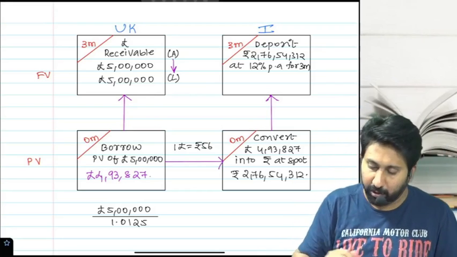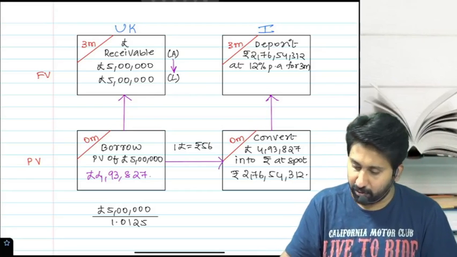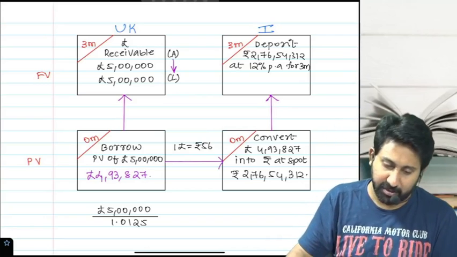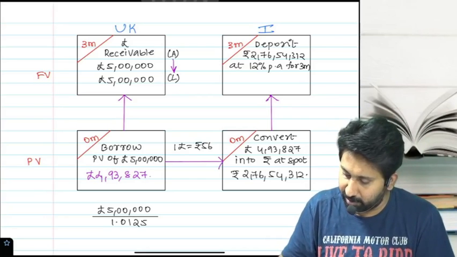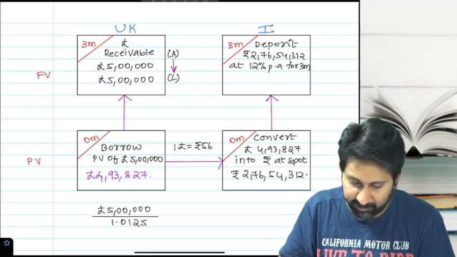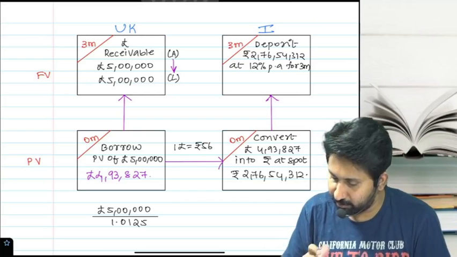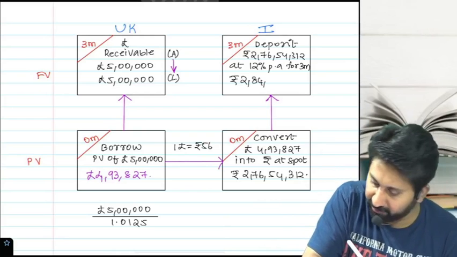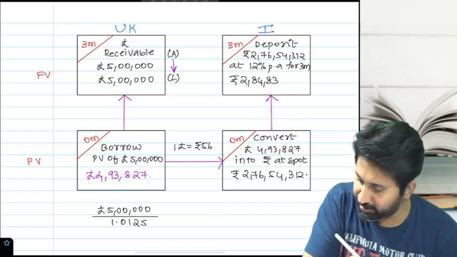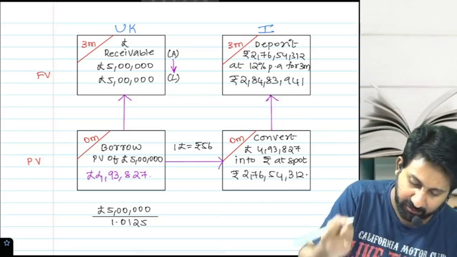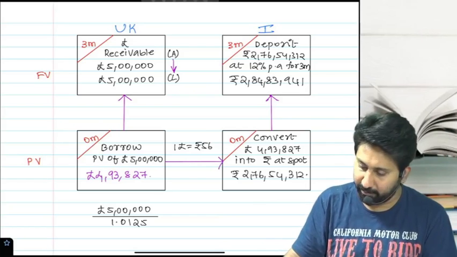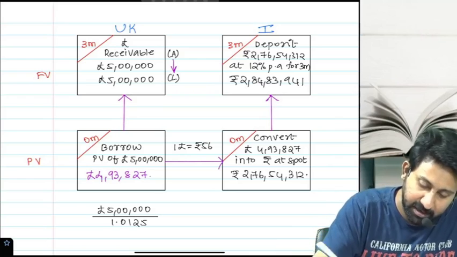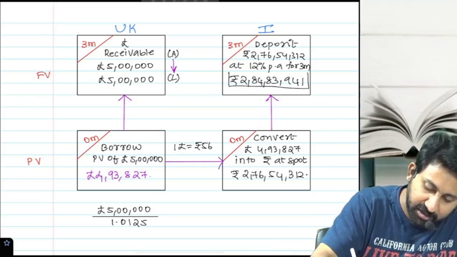First calculate 12% into 3 by 12, means 3%, means 1.03 into 276.54312. How much will I get? Rupees 2 crore 84 lakh 83,941. This much I will have realized after 3 months.